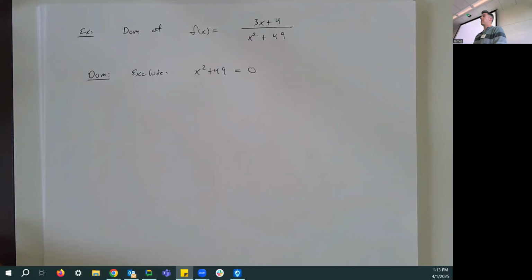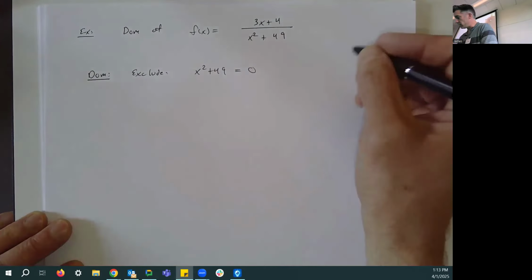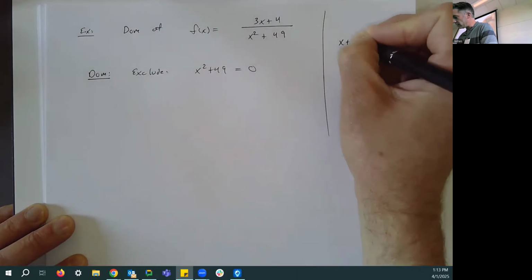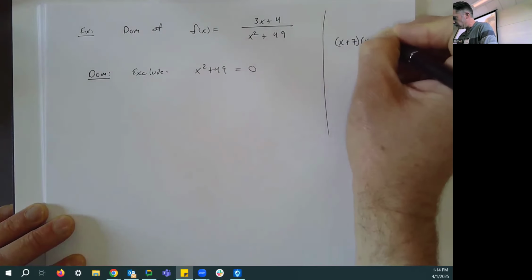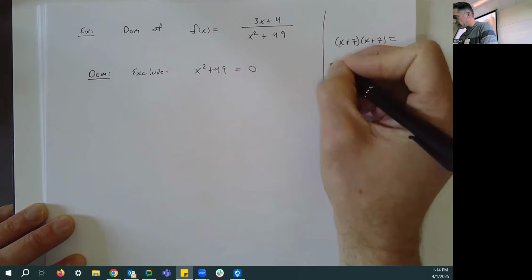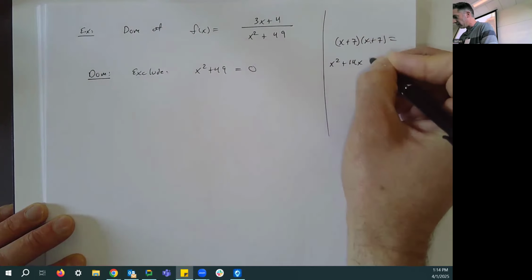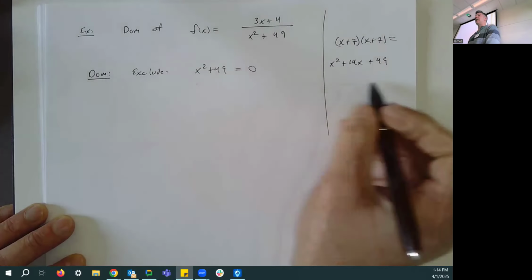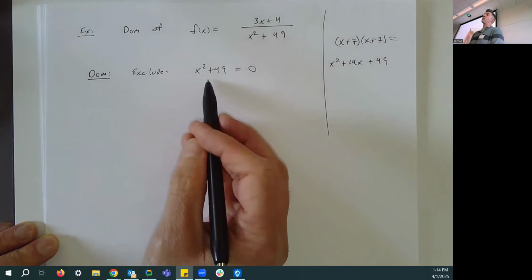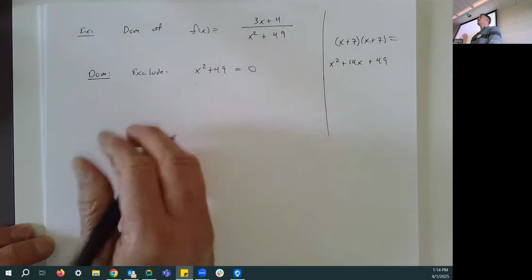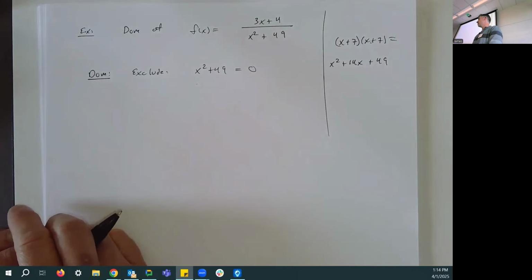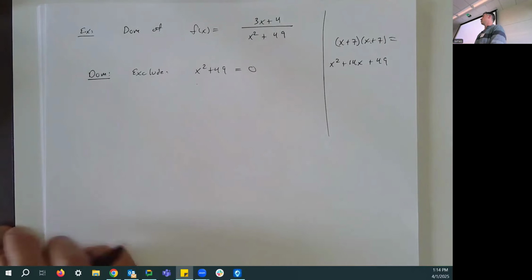It's not x plus 7 times x plus 7. Just in case that's unclear, if we FOIL this out, we get x times x, we get 7x and another 7x for 14x, and we get 7 times 7, which is 49. They're not the same. This doesn't factor. Or I should say, it doesn't factor using real numbers. It does factor if you use imaginary numbers, but that's not what we're doing here.